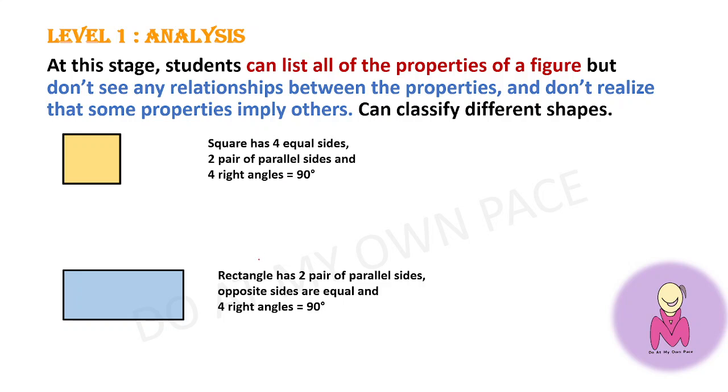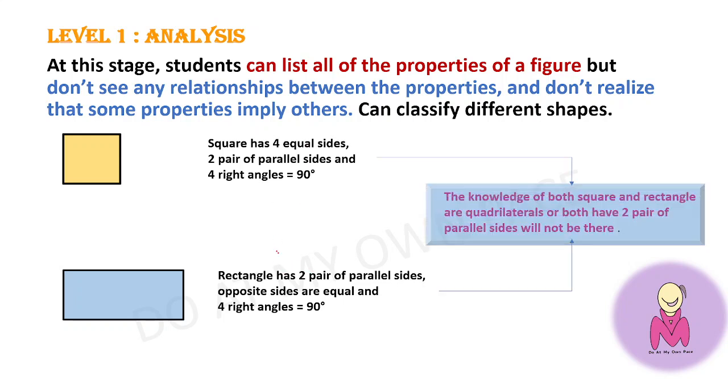And if you give them a rectangle, they will know the properties of a rectangle as they have 2 pairs of parallel sides, opposite sides are equal, and 4 right angles are there. But what they lack is they can't understand that both the square and rectangle come under quadrilateral and both are having 2 pairs of parallel sides. They lack the ability to connect one to another and to see the relation between the shapes.